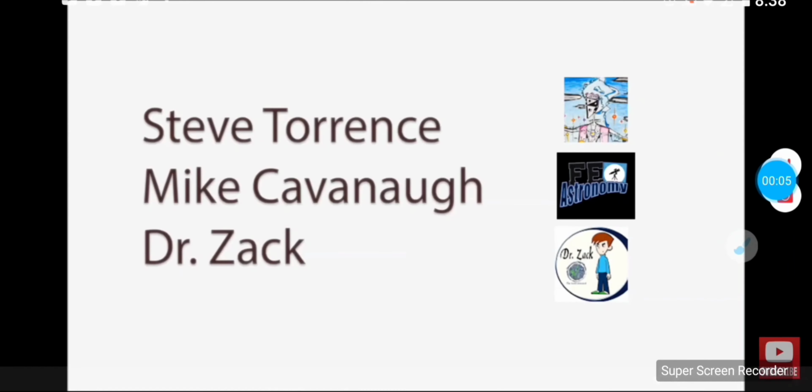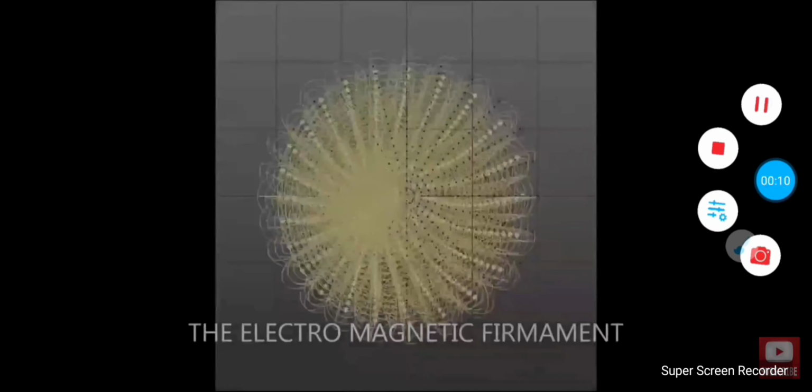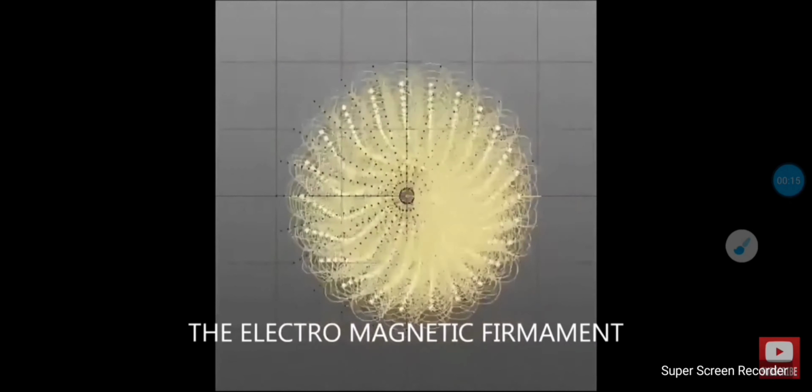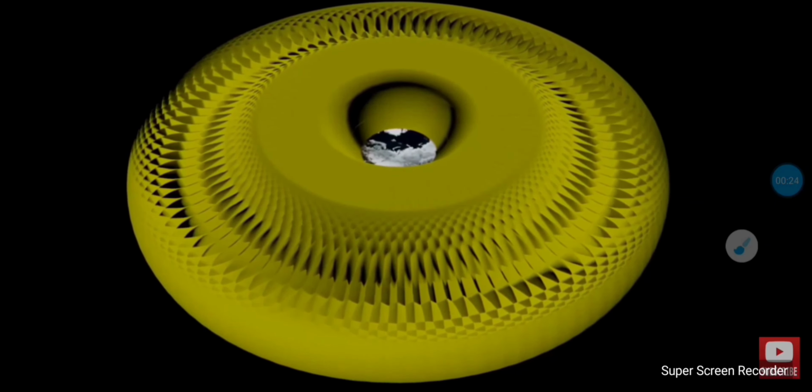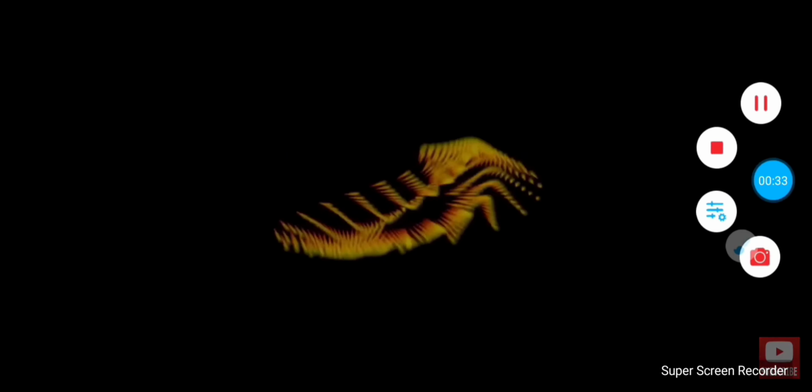I wanted to show a couple flat Earth models because they're here all the time. You know, where's your model? So here's a shout out to Dr. Zach, Mike Cavanaugh, and Steve Torrance. If you want to see more on this model, it's on the YouTube channel, Steve.